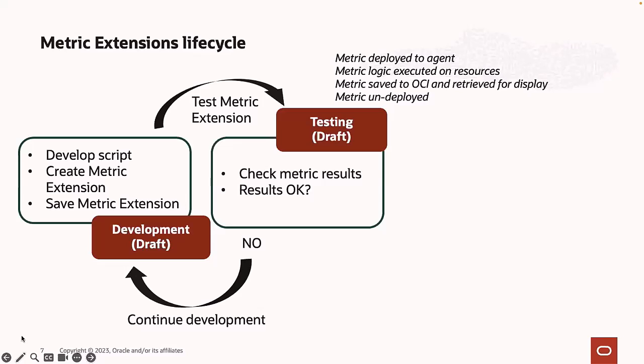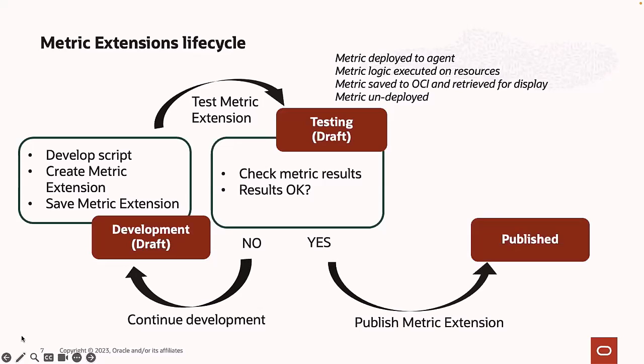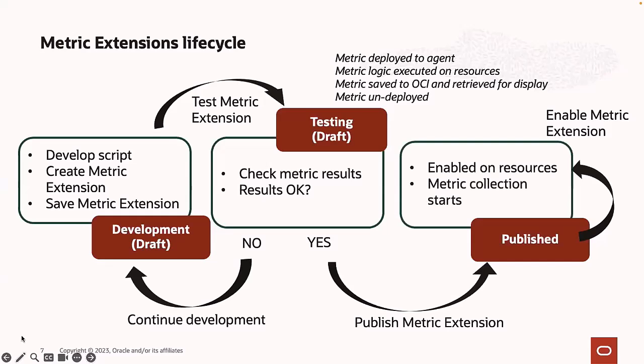Once you're satisfied with the results, it's time to publish the metric extension. A published metric extension is ready for general consumption. And as a result, the metric can no longer be edited. Enabling the metric on resources is the final step. And when enabling the metric on a resource, the metric extension will be pushed to the management agent and immediately begin collecting metric data. Stack Monitoring will automatically show the metric extension charts on the resource's homepage, and alarms can be configured.